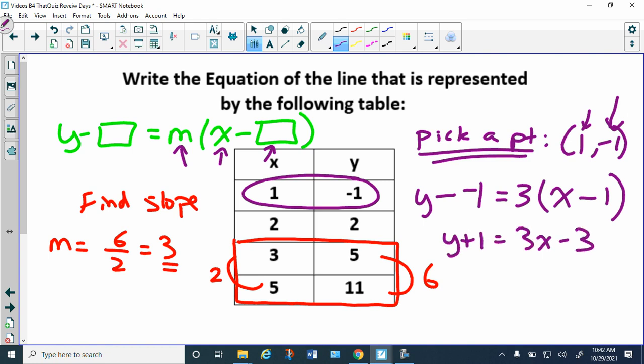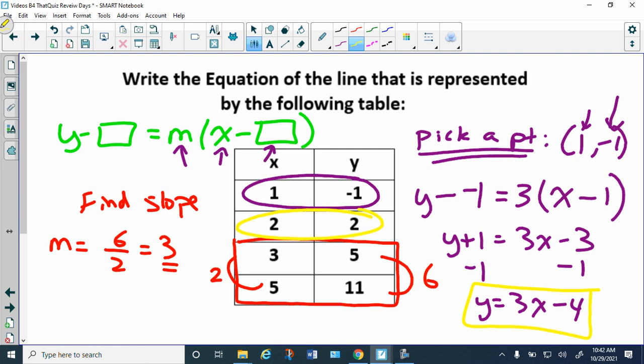Our last thing, we're almost to slope-intercept form. We're going to subtract 1 from both sides. We get y equals 3x minus 4. We can always stop before we turn in a test and see if our answer is right. Let's plug in 2, 2. If I plug in a 2 for my x, I get 3 times 2 is 6, and 6 minus 4 gives me a 2 out for y. Let's check 3, 5. If I plug in a 3 for x, I should get out a 5 for y. 3 times 3 is 9, and 9 minus 4 is 5. So we know we came to the right equation of the line.